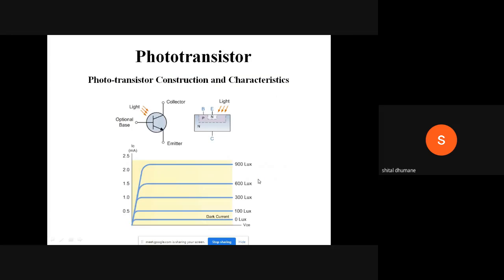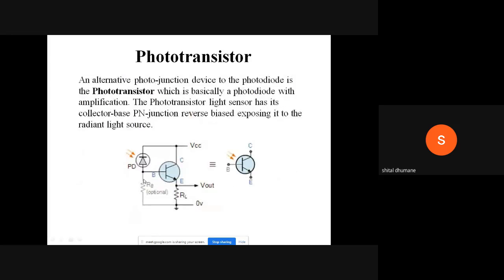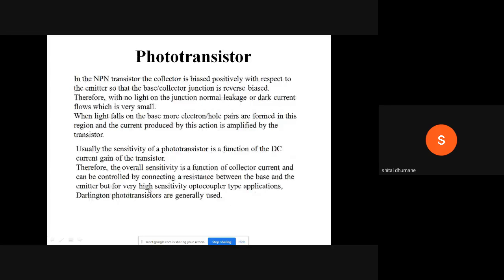Base and emitter, you can see that here. Between base and emitter, this optional resistor RB is connected. Why is there a need for that resistance? Because the overall sensitivity is a function of your collector current, and that collector current can be controlled by connecting that resistance. That is the RB resistor I just showed you, connected across the base and emitter.